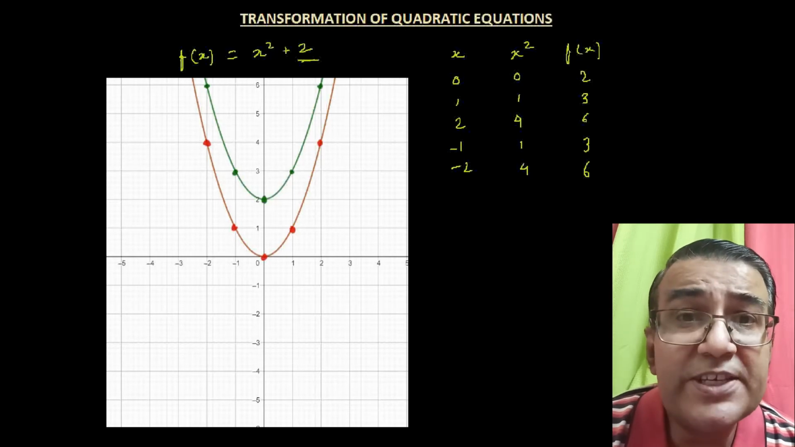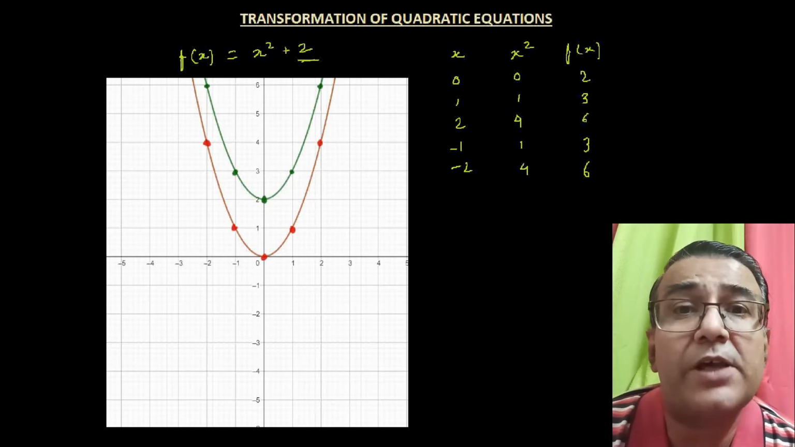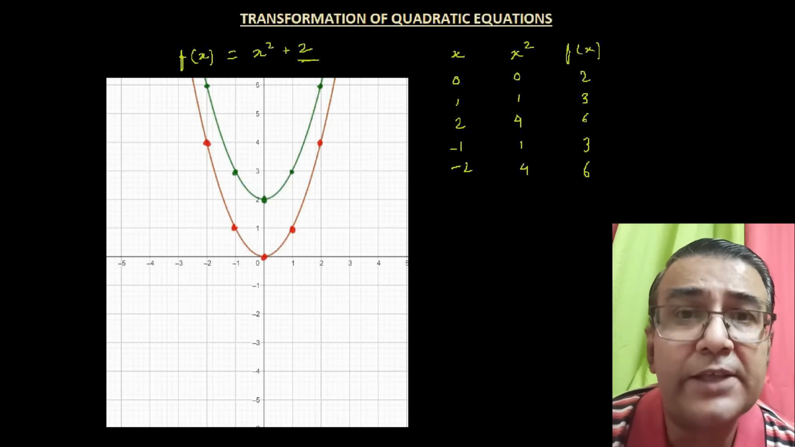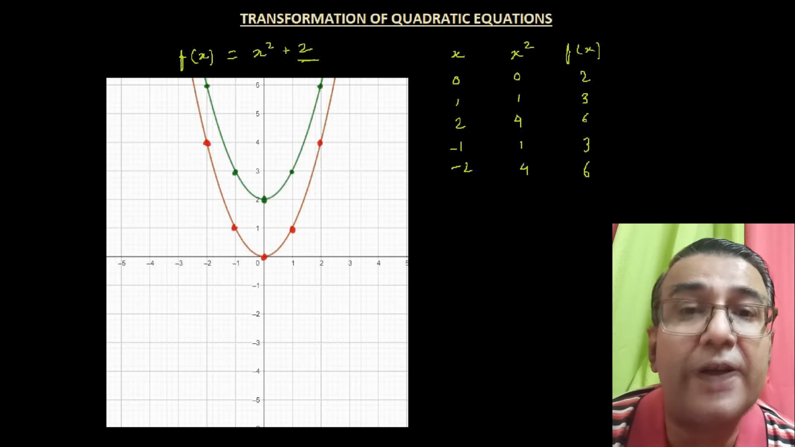Well, what do we see in this graph? All we see is that the vertex of the parabola, or the bottommost point of the parabola, has shifted 2 units up, and not only the vertex but each point on the x-axis has now shifted 2 units upwards.